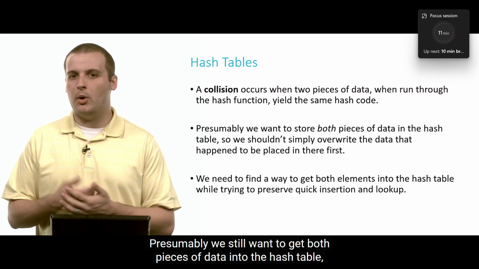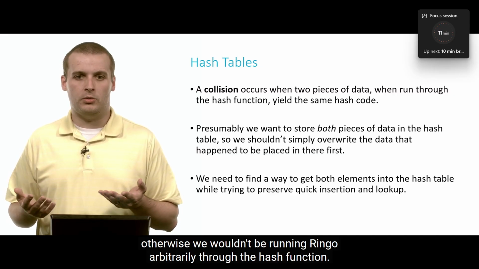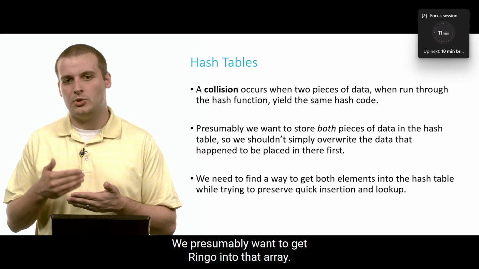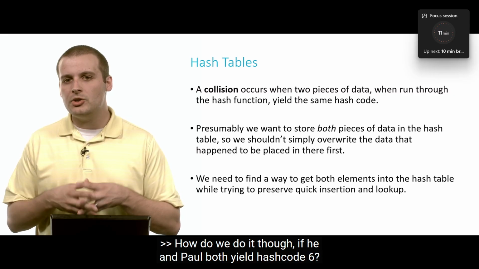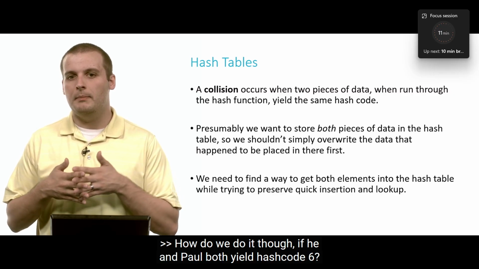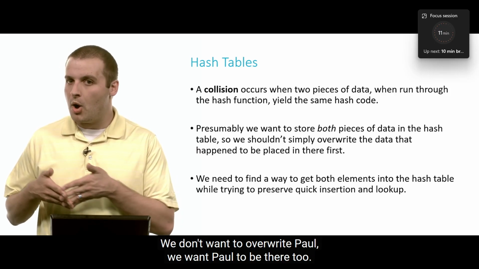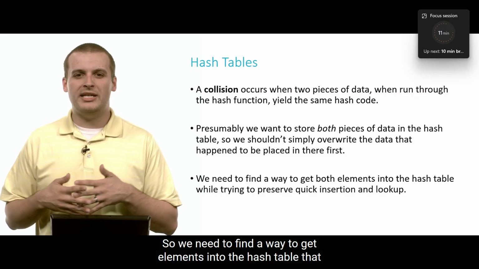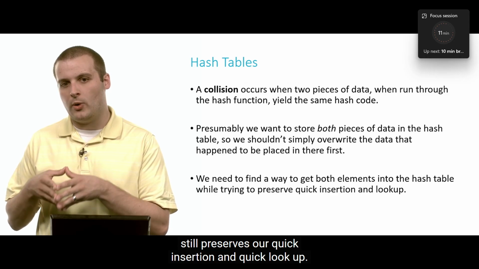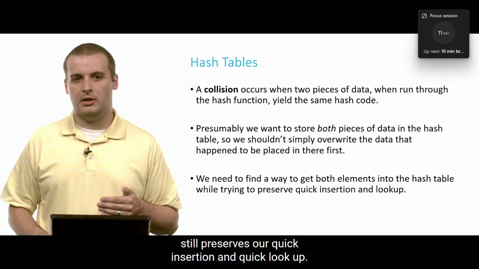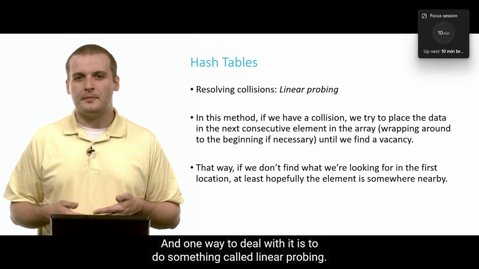Presumably, we still want to get both pieces of data into the hash table. Otherwise, we wouldn't be running Ringo arbitrarily through the hash function. We presumably want to get Ringo into that array. How do we do it, though, if he and Paul both yield hash code 6? We don't want to overwrite Paul. We want Paul to be there, too. So we need to find a way to get elements into the hash table that still preserves our quick insertion and quick lookup. And one way to deal with it is to do something called linear probing.